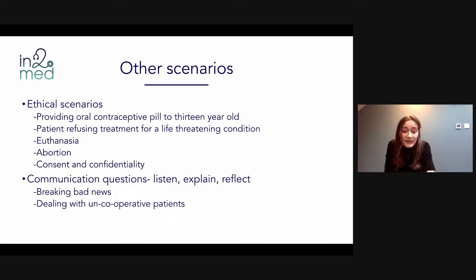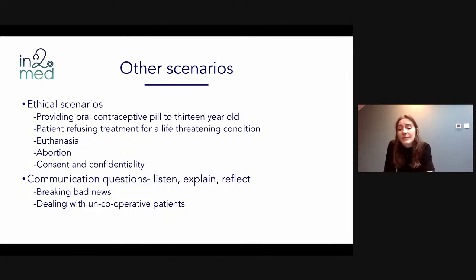These are some more of the different ethical scenarios that may come up. So I just talked about providing the oral contraceptive pill, refusing treatment for a life-threatening condition, euthanasia, abortion, consent, confidentiality.